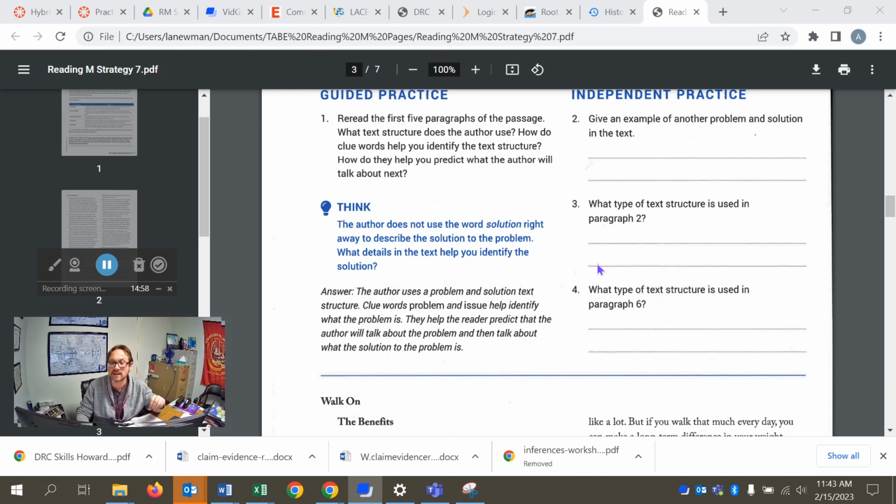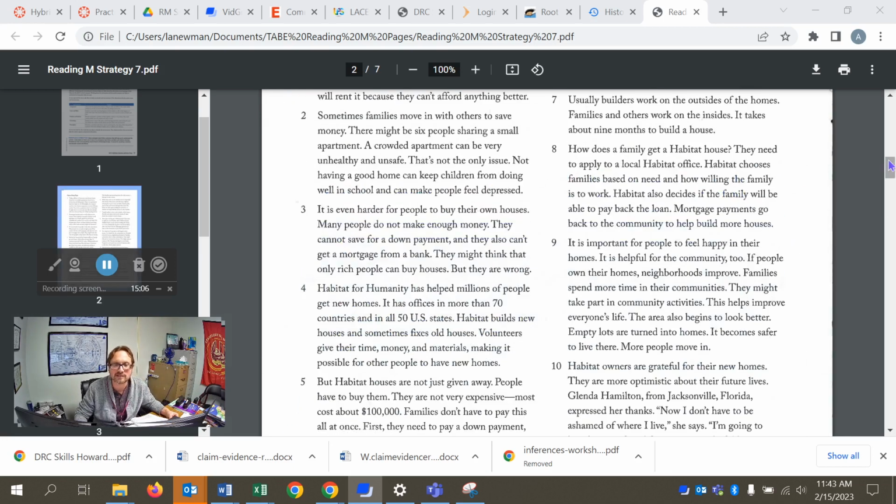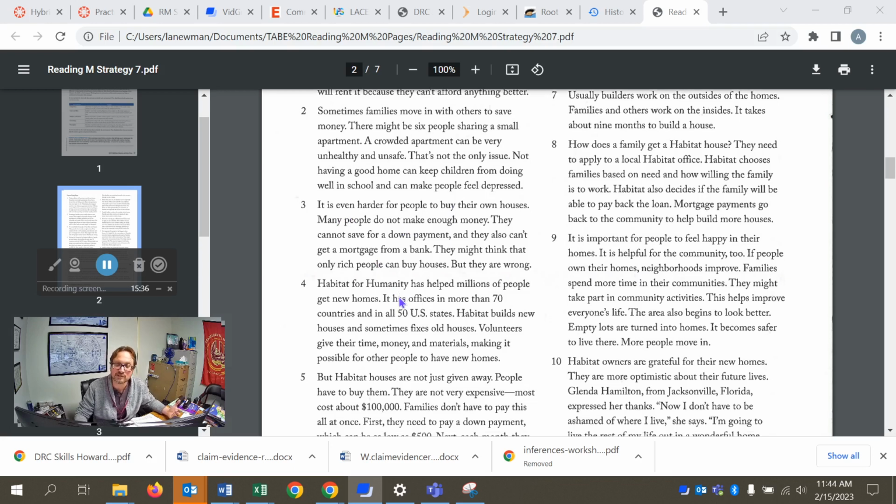Okay, number 3, what type of text structure is used in paragraph 2, and that's paragraph 2 specifically. And let's just go back and look at it for a second. Okay, so it looks like our problem is that families need to save money in housing and move in together, but the resulting problem is that the apartment or home becomes overcrowded. So that leads us to paragraph 3 and then 4, where we have the Habitat for Humanity coming in as the solution to this problem.